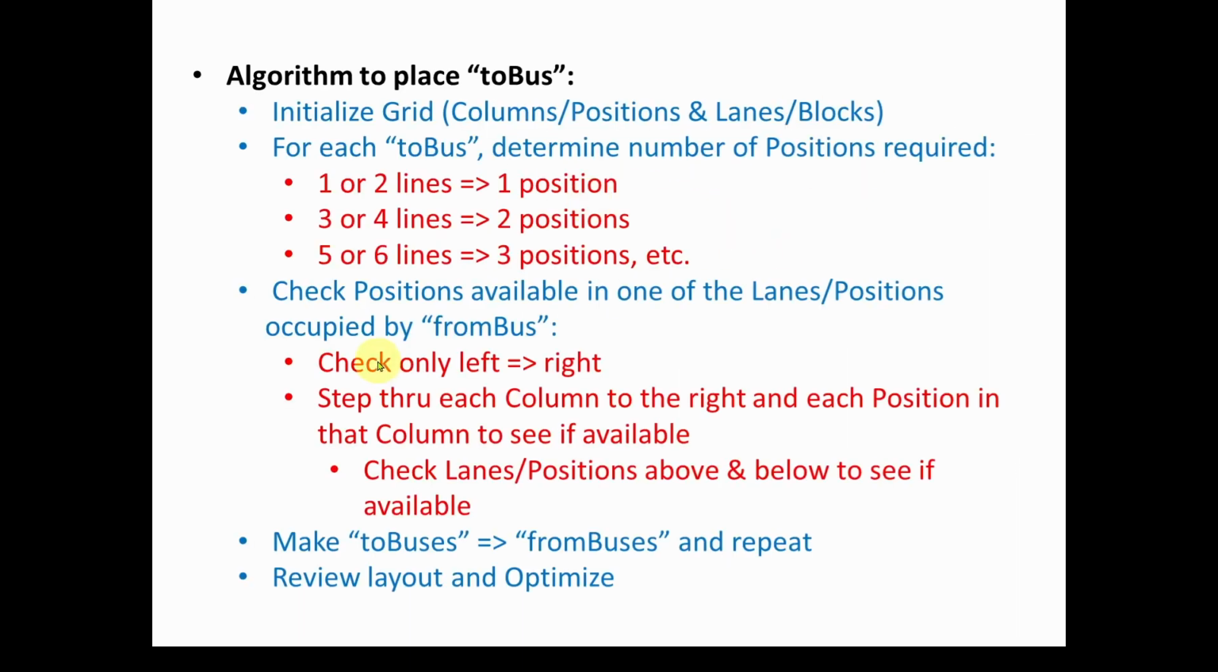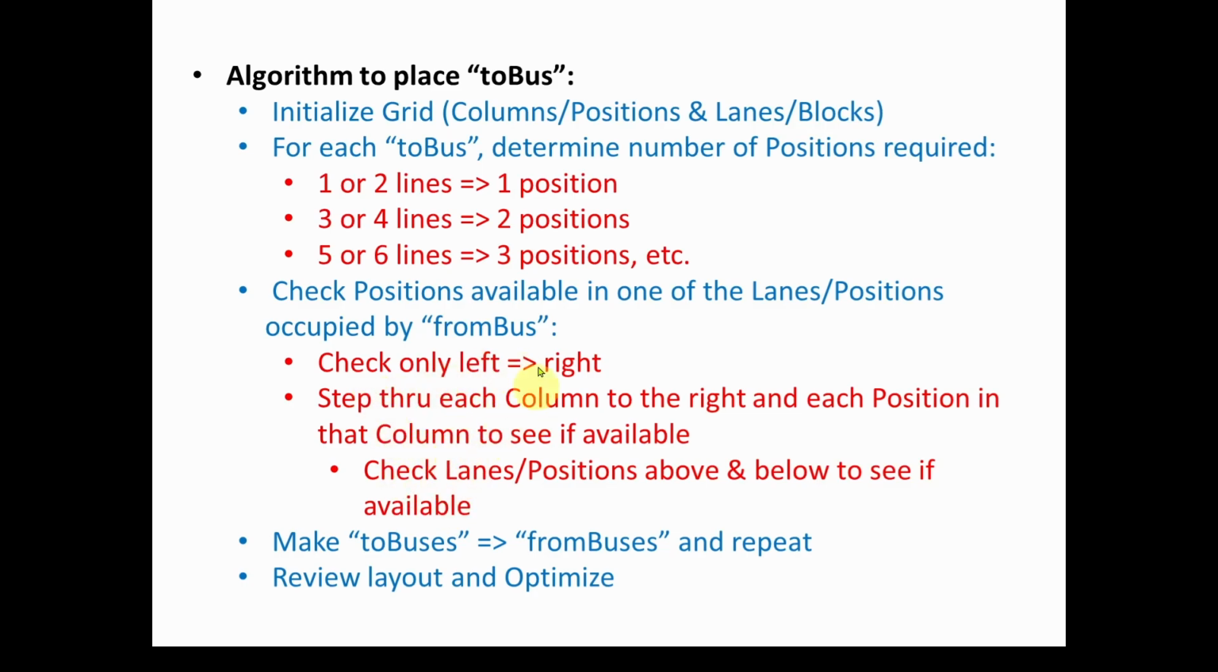We also looked at the possible need to check available positions to the left of your bus. But what we're going to do is just go from left to right and ignore any opportunities to put buses to the left of the from bus. All right, so we're going to flow from left to right. Then we have to step through each column to the right and each position in that column to see if it's available. Each of these columns, positions, lanes, and blocks is going to have a property that tells us if it's occupied. We're also going to have to check the lanes and positions above and below to see if they're available.